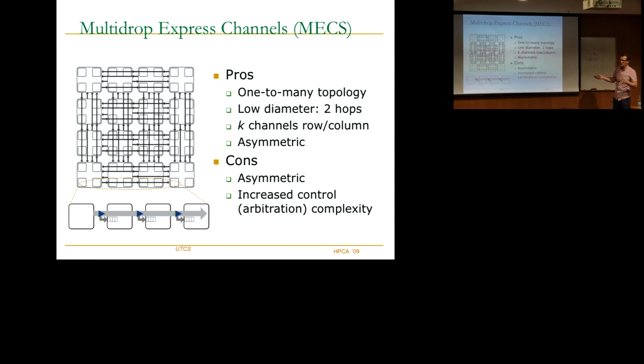The pro is that it's asymmetric, but a con is also that it's asymmetric. So this could be a pro or con, right? Depending on how you take advantage of that. And you get increased control and arbitration complexity because of this multi-drop nature. So basically, you need control complexity over here and arbitration complexity. But it's not a full router with a huge radix, as you can see.